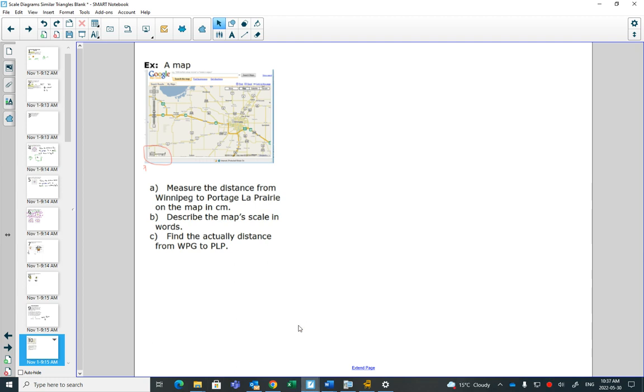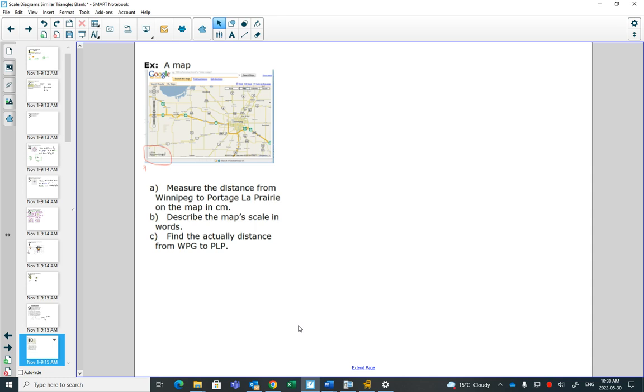Okay, what we're going to actually do here is take out a ruler, and if you need to grab a ruler, you can grab one from Mr. Shirk. Anybody else need a ruler?